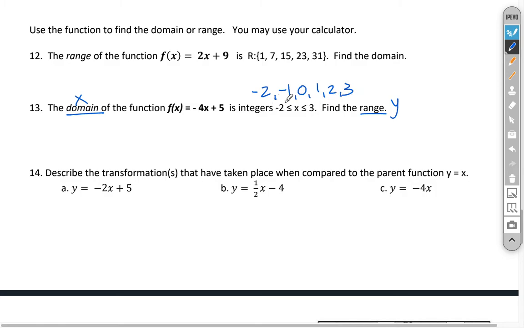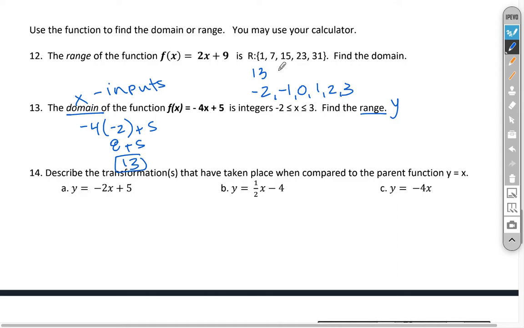So to find the range, remember we are given our domain, which is inputs. So we're just going to plug in for x. So I'm just going to do -2, and then you guys do the rest, but I will give you the answer. So we have -4 times -2 plus 5. -4 times -2 is going to give us +8 plus 5. It's going to give us 13. Okay, so for -2, we should get 13.